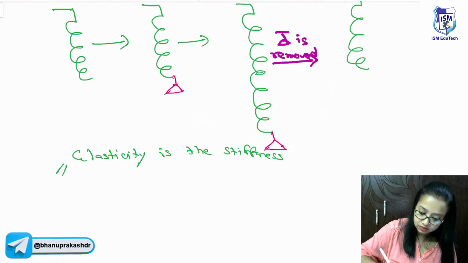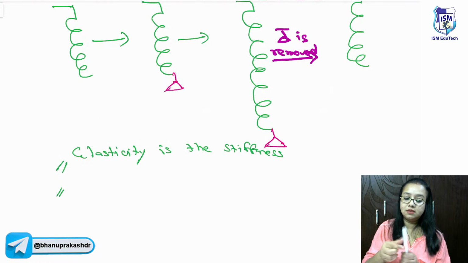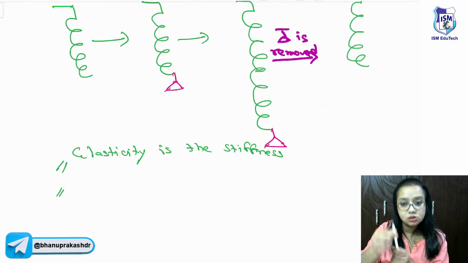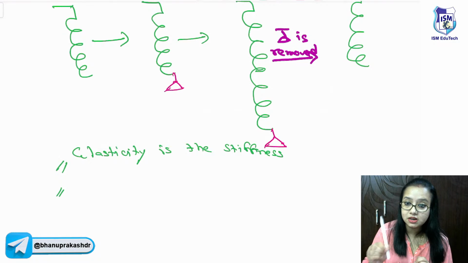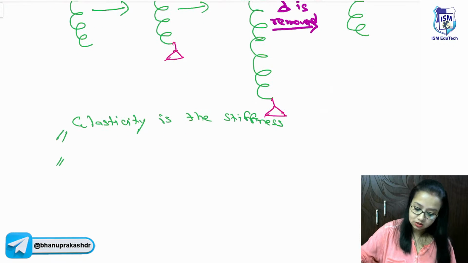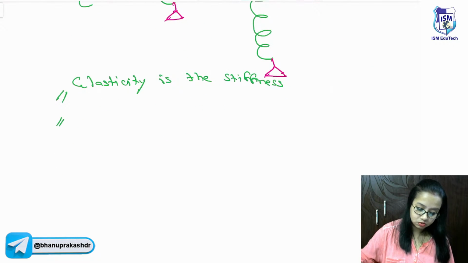So, elasticity is the stiffness. Coming to an example, this pen with which I am writing, if you try to stretch it, nothing will happen because it does not have any compliance. The compliance is zero here, but it is able to maintain its stiffness, its tightness. That means its elasticity is high and compliance is zero.